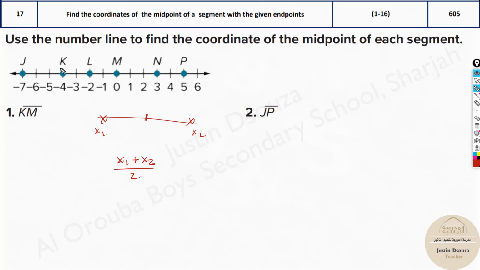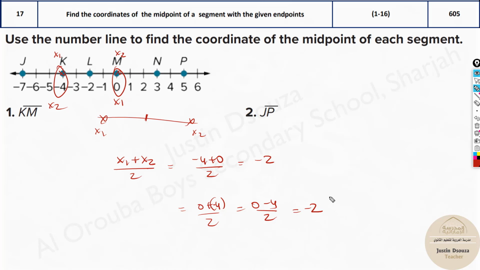That's the formula. Now over here, you need to find the midpoint of these points. So K and M, just see what are the points. K is -4, M is 0. So the first point, x1, x2, even if you interchange it, if you consider this as x2, this as x1, you'll get the same answer. So here, -4 plus 0 divided by 2 is equal to -4 by 2, that is -2. Or you can also do it 0 plus -4 divided by 2. That'll be 0 minus 4 by 2, that is -2 itself.